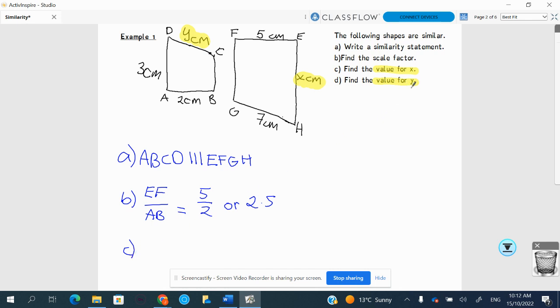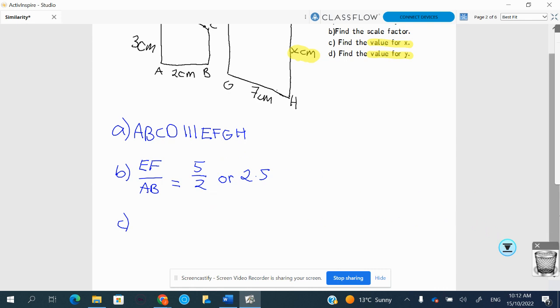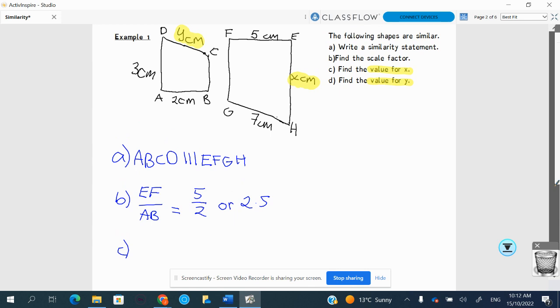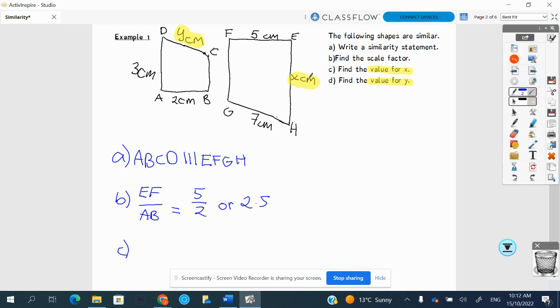So now that we have the scale factor, we can use this to find unknown values. Just scroll up a little bit. X is corresponding to this side here, 3. So we can use our scale factor to find what x is. Since this is the bigger one, we want to multiply 3 by the scale factor to get a bigger value for x. So x will be equal to 3 times our scale factor, 2.5, and that's going to be equal to 7.5.